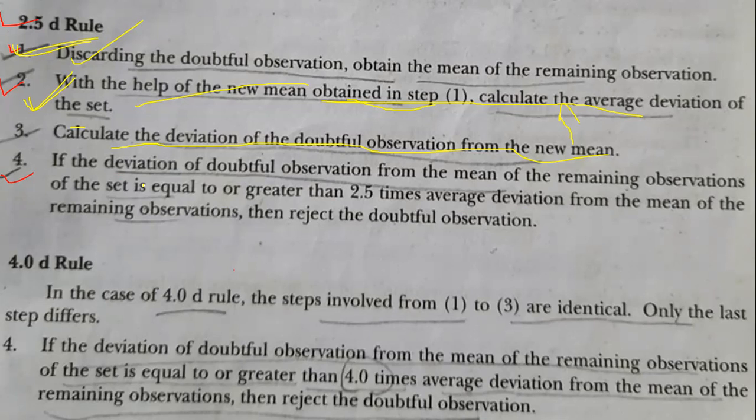In the second case, in the 4.0D rule, all the rules which are mentioned above we are going to follow except rule number 4. Here, if the obtained deviation for the doubtful observation is equal to or greater than 4.0 times the average deviation.